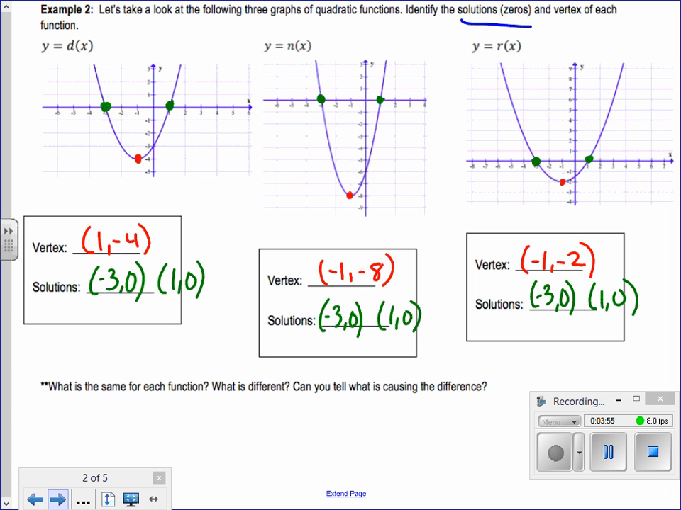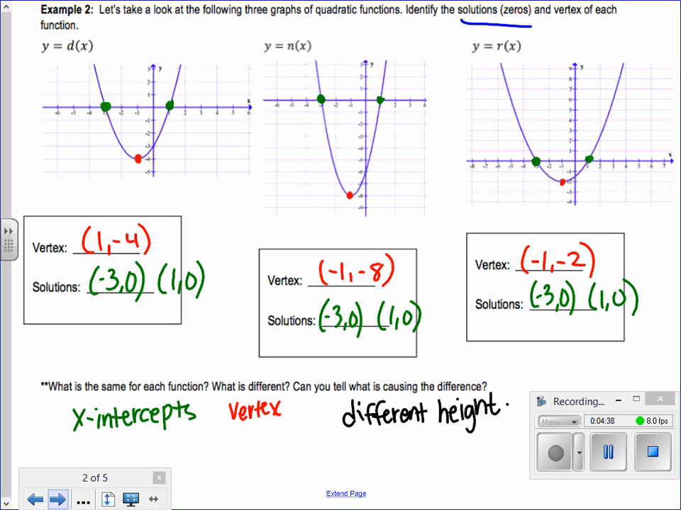Well, what was the same for each function? I'm sorry, the vertex was different for each function. The x-intercepts were the same for each function. I must be getting tired here. All right, it says, what's causing the difference? Well, it looks like the graph has a different steepness, a different height of the graph, how tall or short it is.